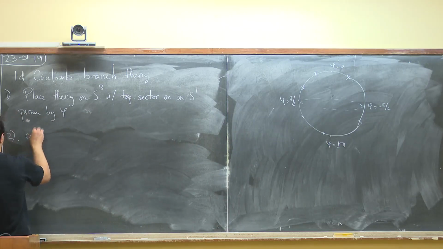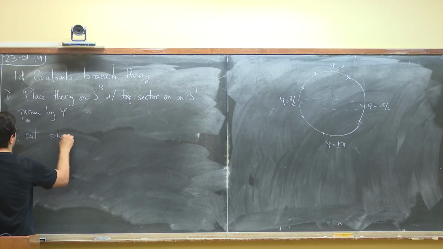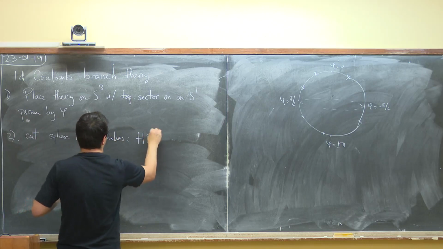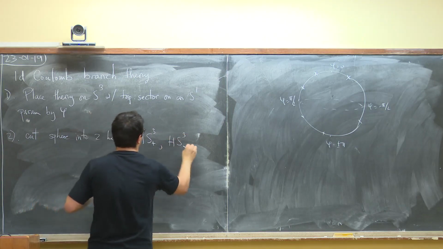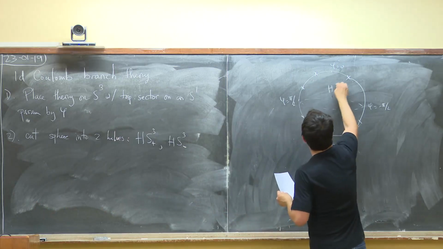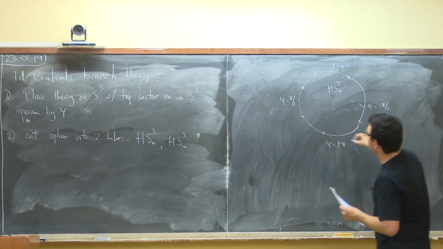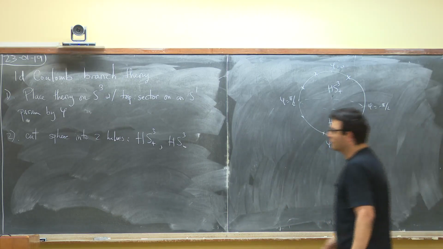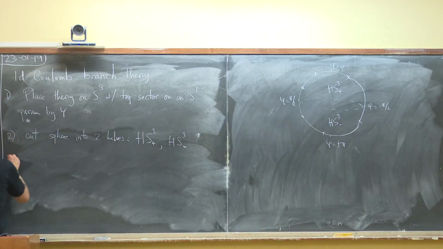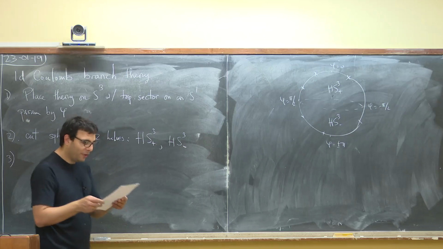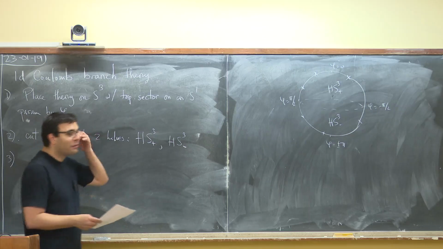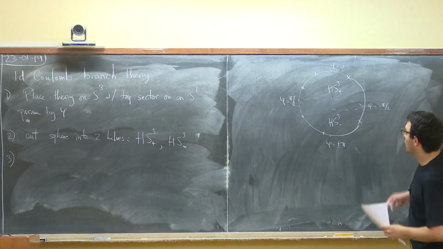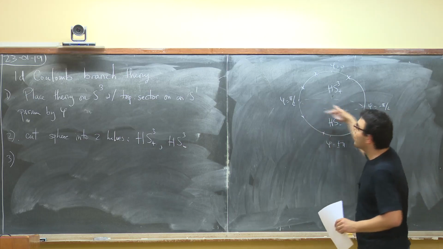So the next step is to cut the sphere into two halves, HS3 plus and HS3 minus: the upper hemisphere and the lower hemisphere. So far we haven't done anything, we just cut the sphere in our minds. But now we can imagine doing the path integral over the upper hemisphere and the path integral over the lower hemisphere, and for each of them we get a functional of the boundary conditions.